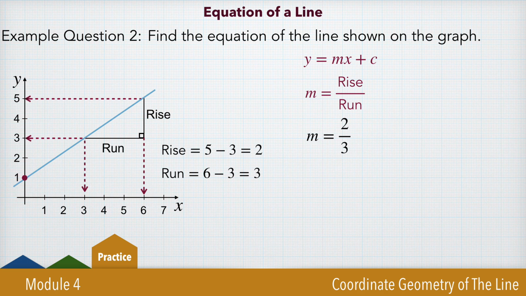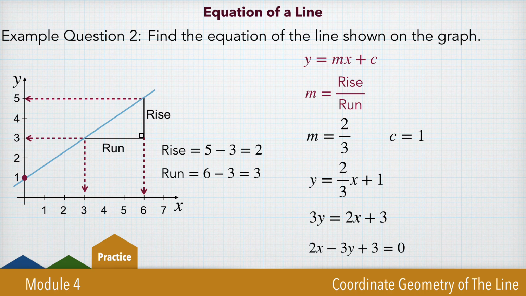From the graph, we can read that the y-intercept is the point (0, 1). The c value in our formula is the y value from this point. So the value of c is 1. Substituting the slope and the c value into the equation of line formula gives us y equals 2 over 3 by x plus 1. We can now write the equation in the general format ax plus by plus c. We do this by multiplying each term by 3 to remove the denominator on the slope. We must now rearrange the equation to the correct format, giving us 2x minus 3y plus 3 equals 0.